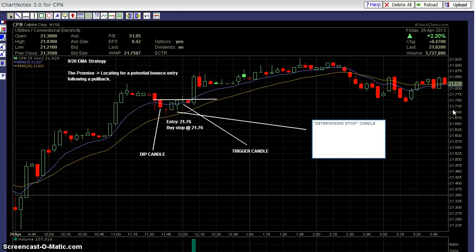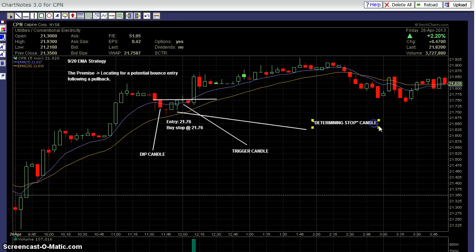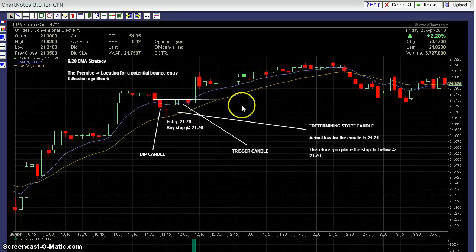So the low of the candle is 21.71, and you want to put your stop 1 cent below. Therefore, you place the stop at 21.70. So now your entry is 21.76 and your stop is 21.70. The risk is immediately defined. You've got a 6 cent risk.